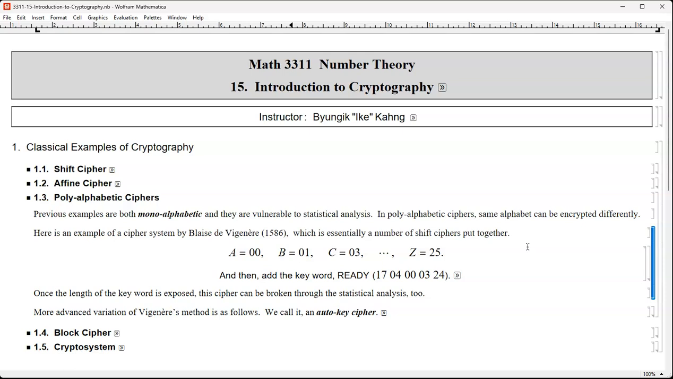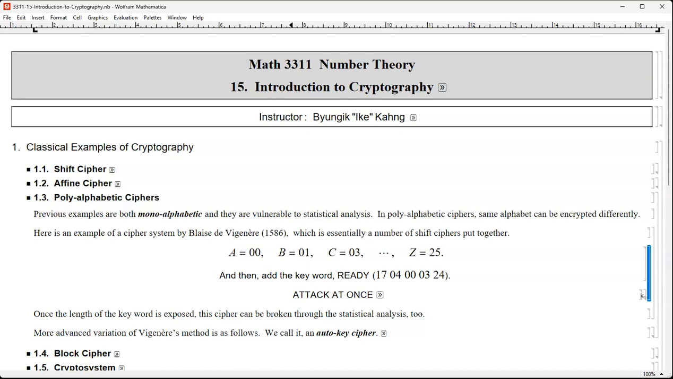Okay, and then we have multiple keys, but easy to remember, like this. A keyword, READY, 17, 04, 0, 03, 24, and then add those up. Basically, we are using this shift cipher, multiple shift ciphers at once.